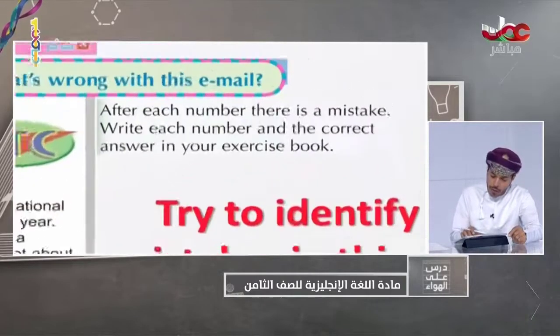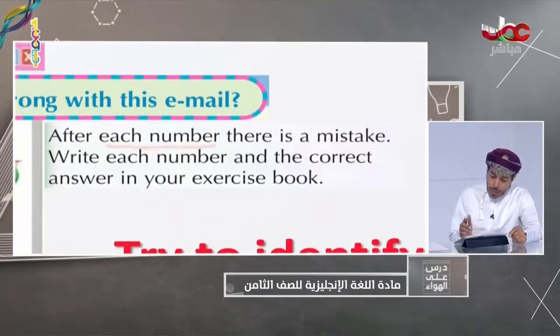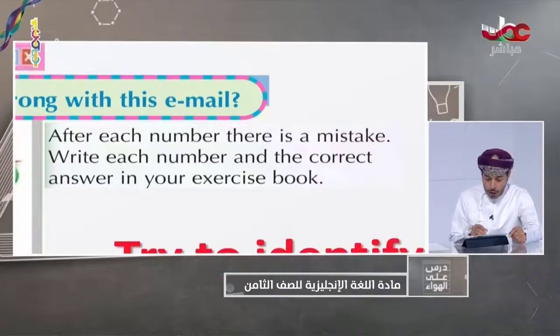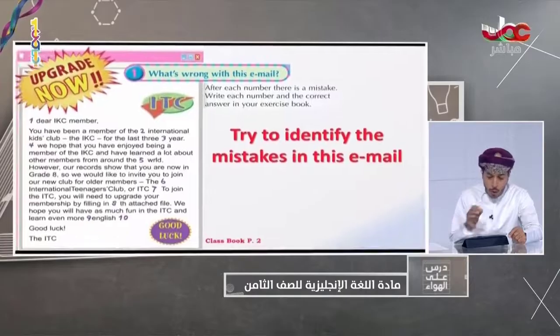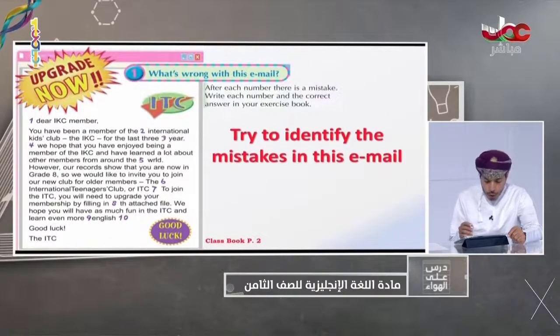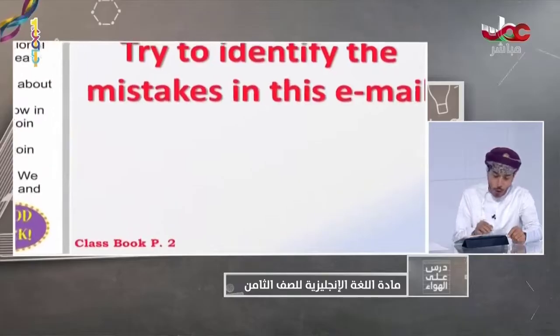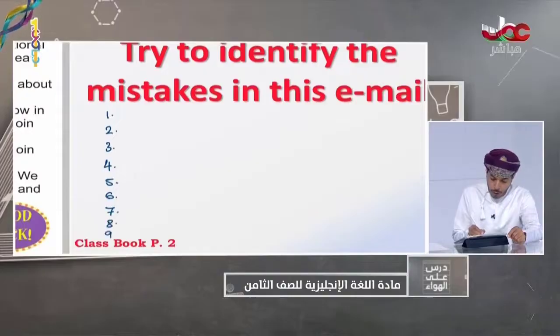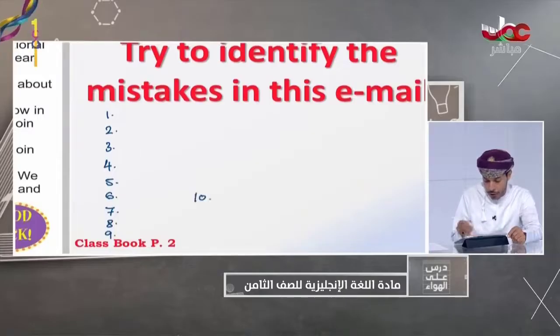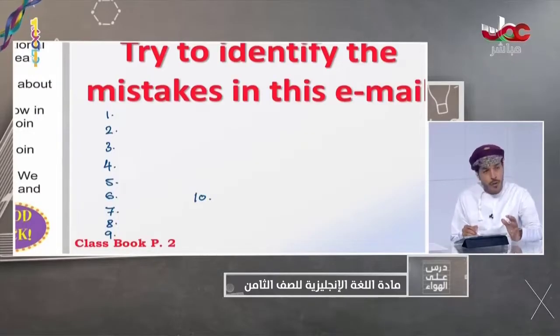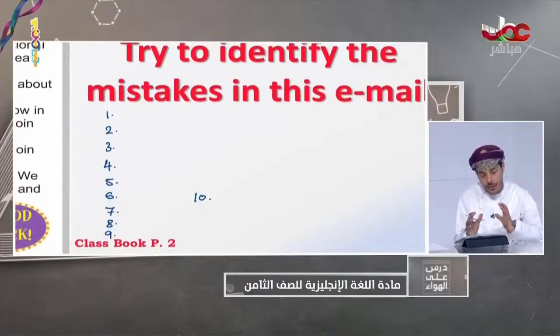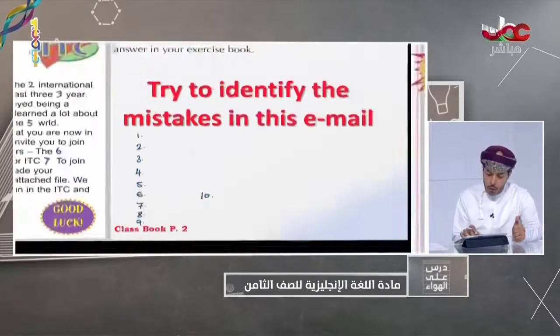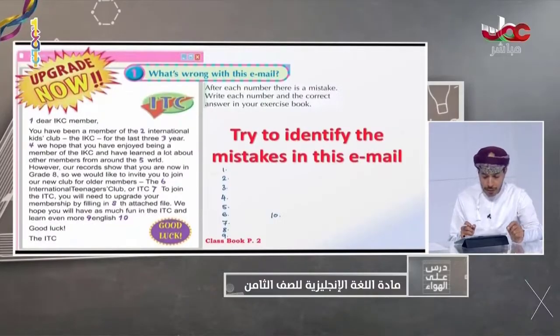So look at the instruction here. After each number, there is a mistake. Write each number and the correct answer in your exercise book. So you can copy. So here you can write the numbers in this way in your exercise book. Nine, and maybe we can write 10 here. Okay, and here we can put the mistakes. We can gather them in one place and we can identify them. Okay, so now try to identify the mistakes in this email.